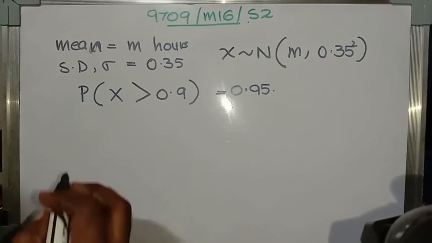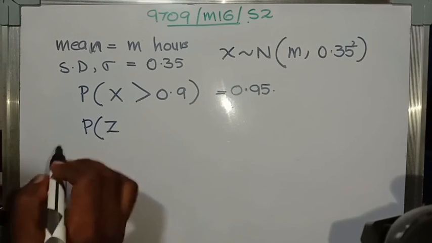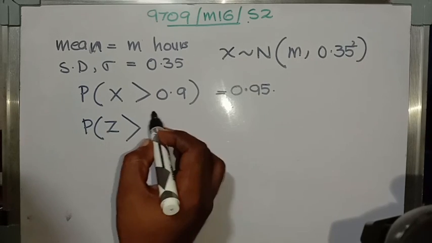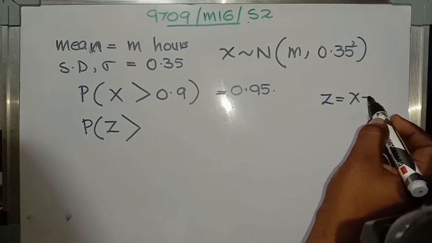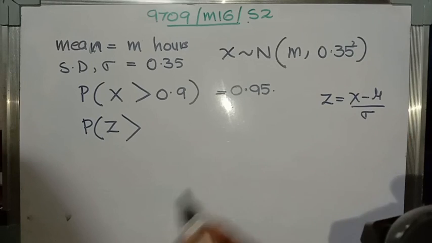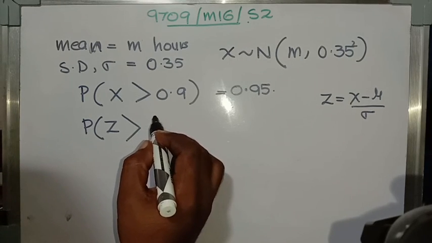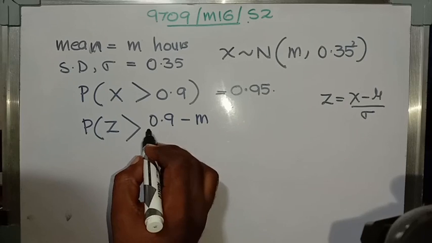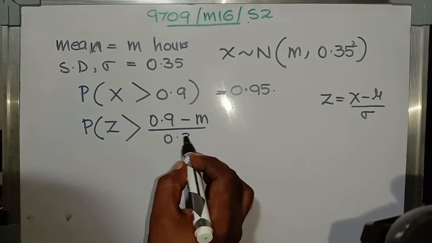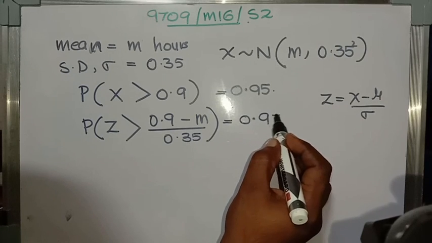Okay, so when we standardize this one, we get probability of z greater than (x minus mu) divided by sigma. So what is z? Z is x minus mu divided by sigma, which is a random variable in normal distribution. So z greater than 0.9 minus m divided by sigma, where sigma is 0.35, is equal to 0.95.